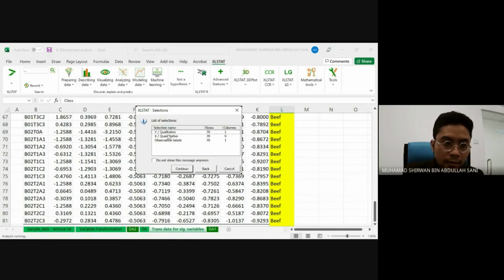So again, you will get a selection name of Y. Qualitative data is 70 rows because you have 70 samples, but only one column because one group of class. And then X is for your quantitative sample, which is we have 9 variables only. So out of 18, 9 are the most significant one. So rows is 70 because you have 70 samples. So observation level as well, 70 samples with one column, this one. So only one column. So you click continue.